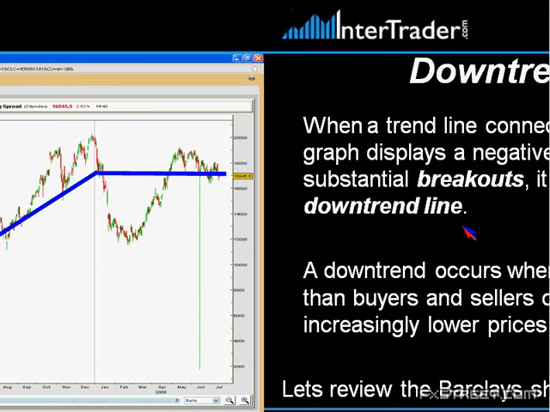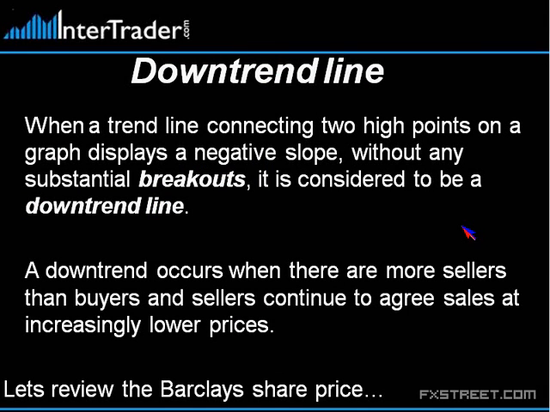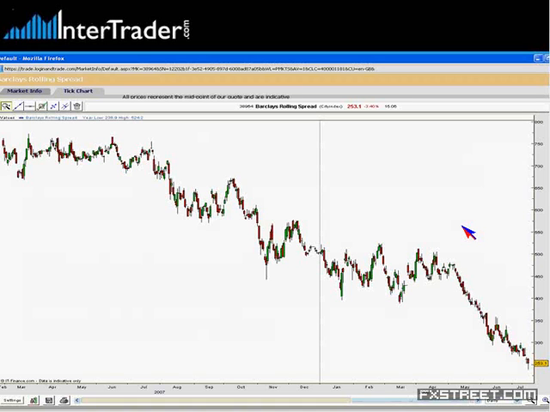So, downtrend line. This is when we can connect two points on the high peaks of the graph, and that displays a negative slope. That'll be high on the left-hand side to low on the right-hand side. Again, we can look at some Barclays shares to quite quickly and easily indicate this.